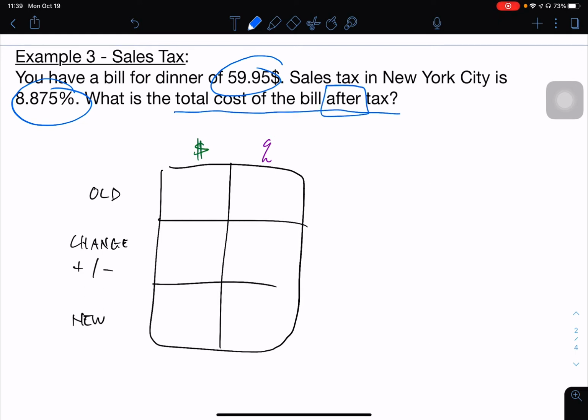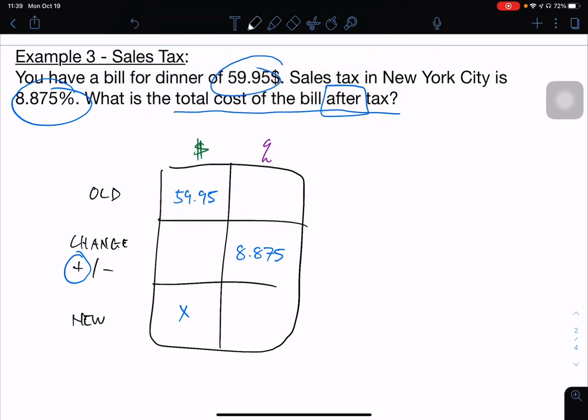As I'm sure everyone knows, tax is an addition problem. You add the tax, you don't subtract tax. No one ever says, hey, we subtract tax, we add it. So you've got $59.95, and a sales tax of 8.875%, and you're looking for the total cost right there. But again, you'll see that a lot of these problems, even though they have different names or scenarios, are very related. They're very similar to one another.